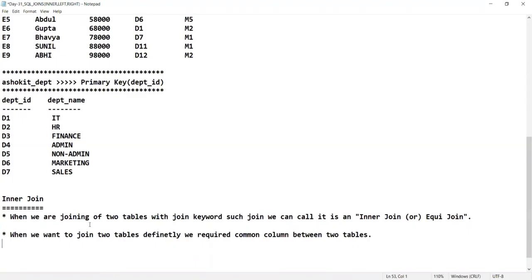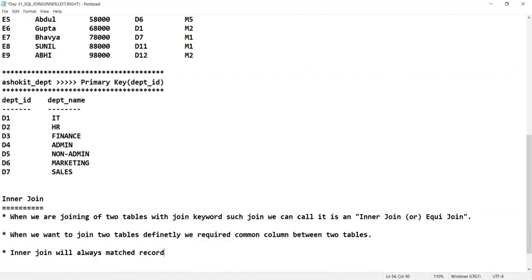Okay, so whenever we want to join two tables, we definitely require a common column between the two tables, sir. Understand? So what is the inner join, sir? The inner join will always select the matched records.